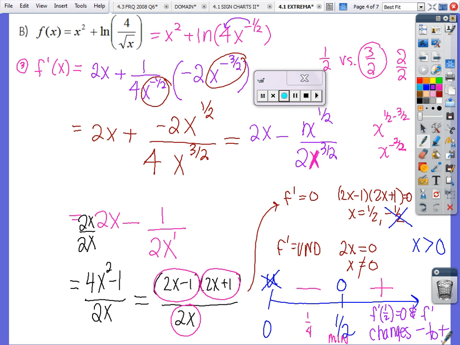And now you see why I really wanted you to get that common denominator and then to factor, because it makes the sign chart a lot easier to do. So that's step 5 I kind of snuck in right here.